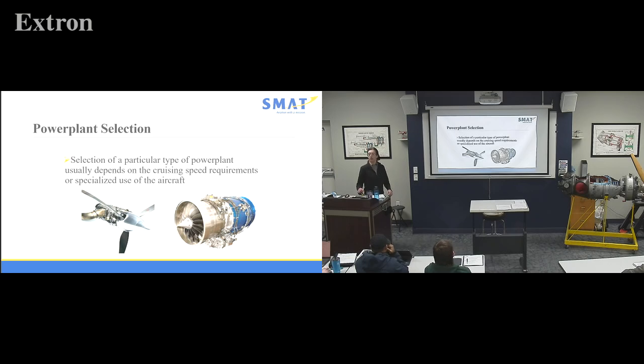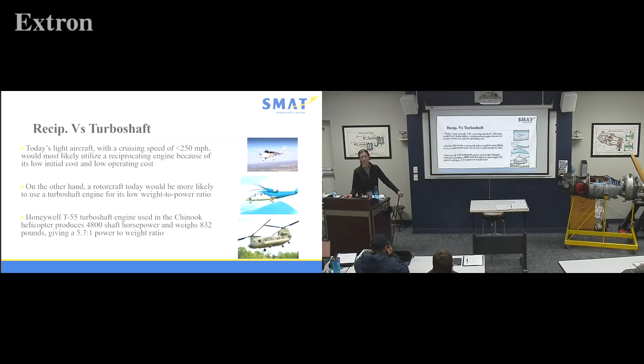How do you go about selecting a power plant for your airframe? So, it's going to depend on cruise speed requirements and what you are using the aircraft for. So here we go, recip versus turboshaft. I'm turbine all the way, actually not all the way, there are some recips that are cool.